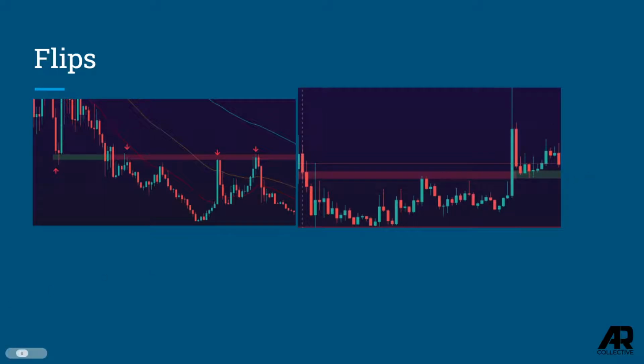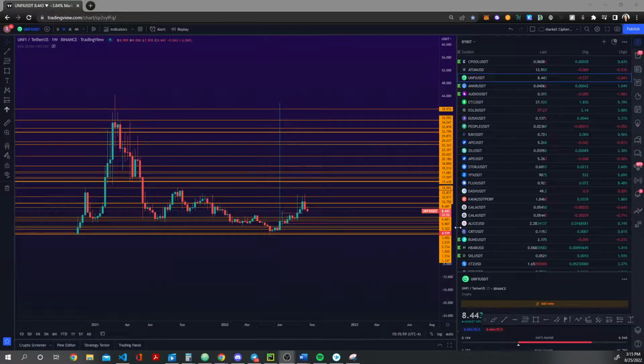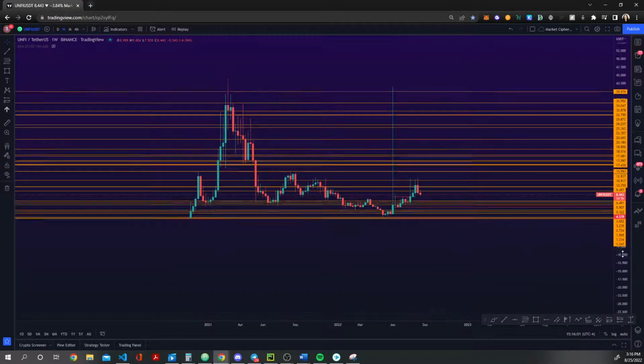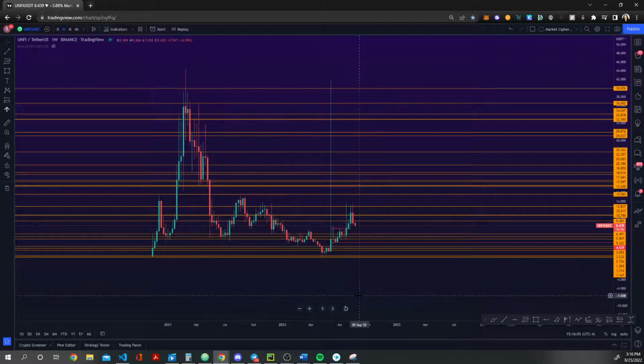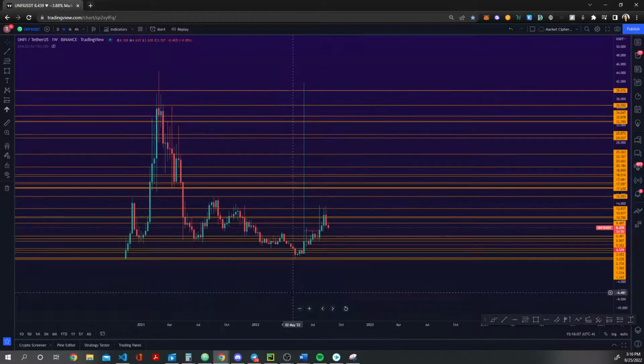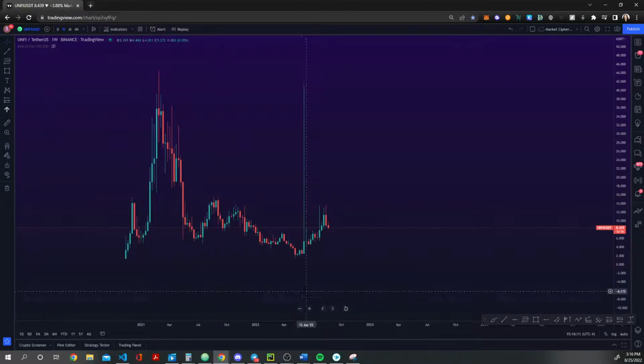Now we'll talk about some do's and don'ts when it comes to support and resistance. Number one, do not have 1,000 lines, all right? So your support and resistance is supposed to be clear, it's supposed to be concise, and you're only supposed to have the most important areas. So if your chart looks like this, go ahead and remove all of it and start from scratch.